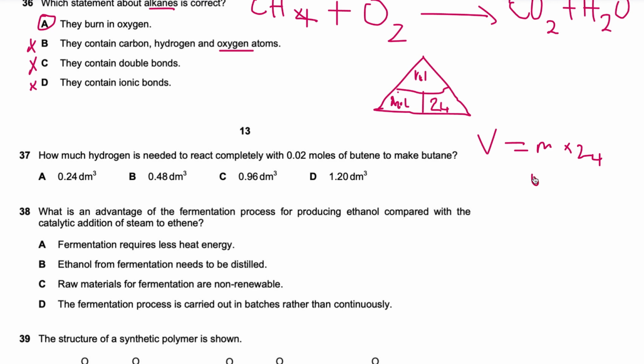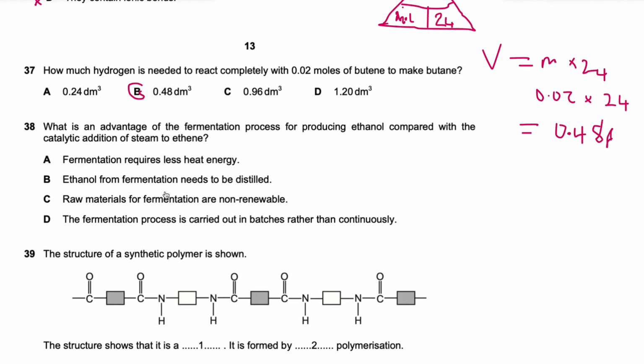So you say 0.02 times 24. In decimeters cubed, we get 0.48 decimeter cube. So we look for the option, option B. That will be our answer. We move to the next question, question 38.